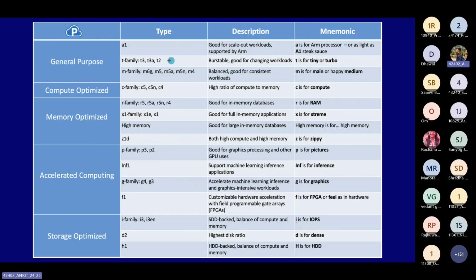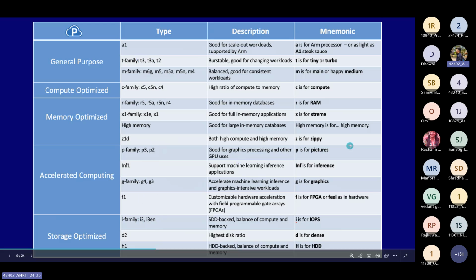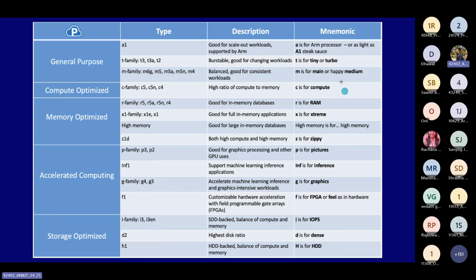So you heard me saying T3, C5, I3, etc. in previous slides. So here's the logic behind that. AWS has made a proper nomenclature for defining a proper name for each.